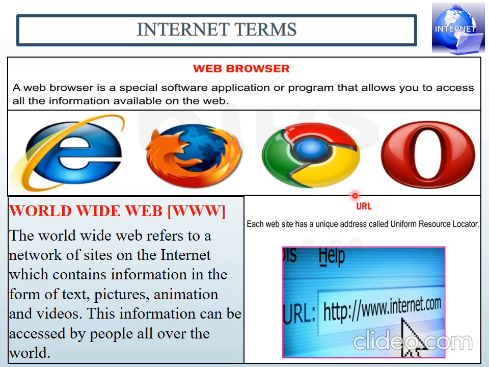And the next term is URL. The full form is Uniform Resource Locator. So here, if you see HTTP, URL is the unique name. Just like we have a unique name or roll number when we are in school and appear for our exam, likewise, URL is a unique address given for the website. This is URL.